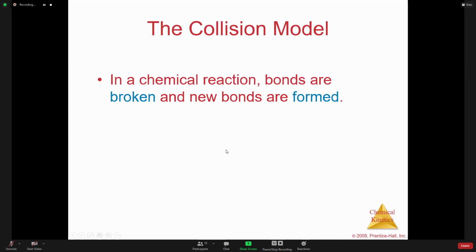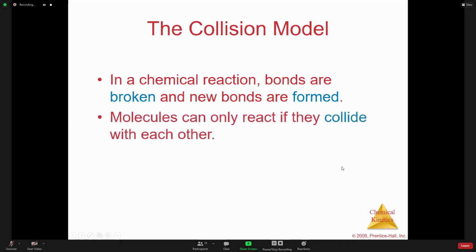Okay, something we talked about back sophomore year, and something that will be good for you to think about for your lab tomorrow, is the collision model. So for something to go from reactants to products, they have to collide. They have to be in contact, because every time you have a chemical change, bonds are broken and new bonds are formed. And it gets that energy or releases that energy only if they collide.